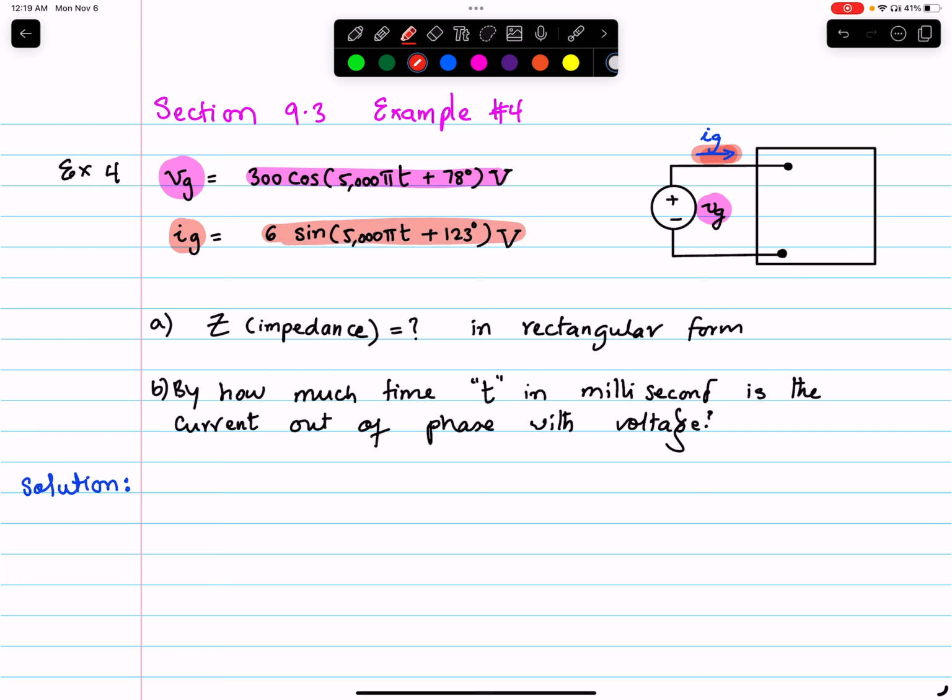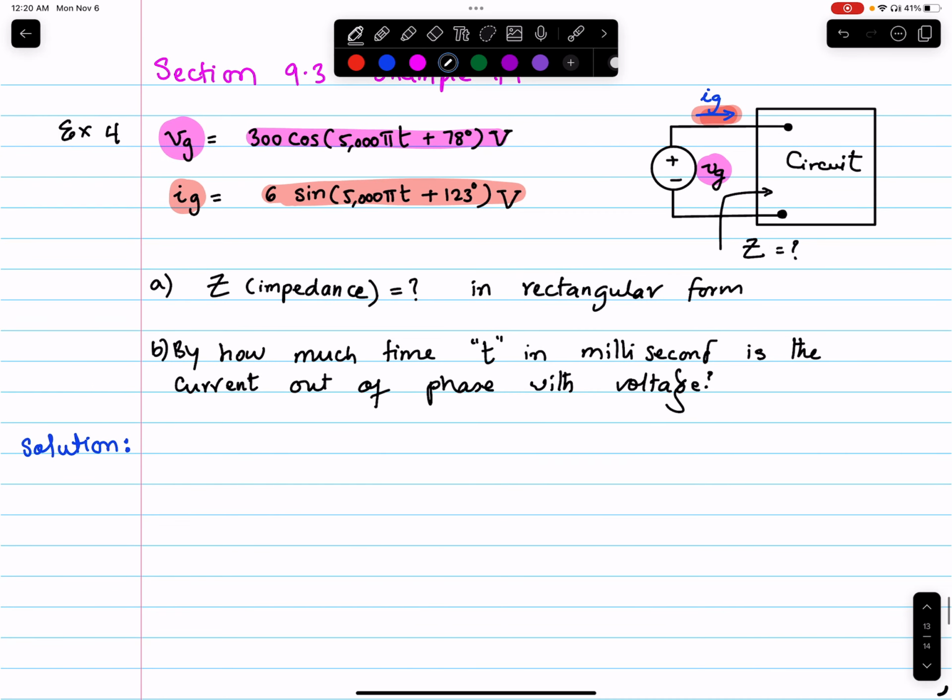The question really is, looking into the circuit, what is the Z, or what is the impedance? In order to do that, the problem is straightforward, the solution is straightforward.